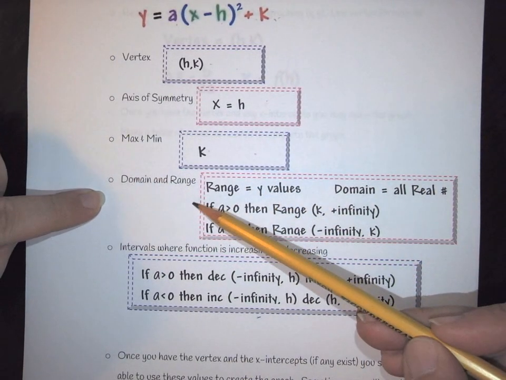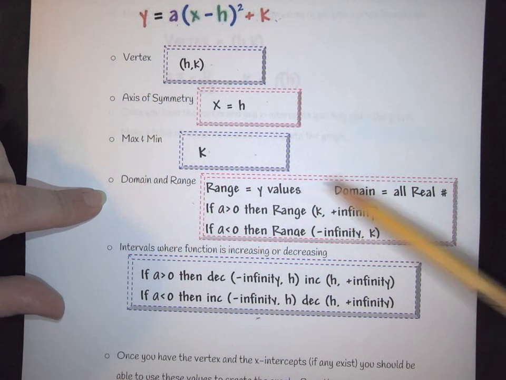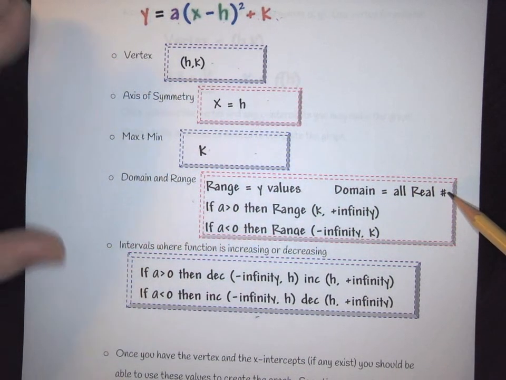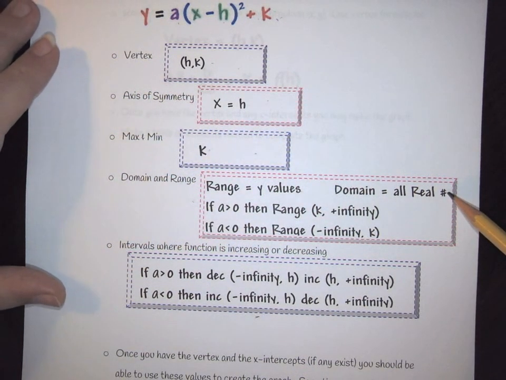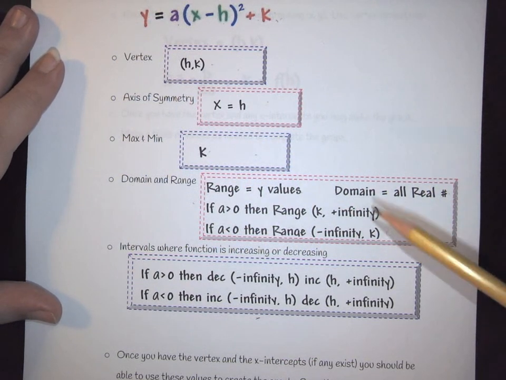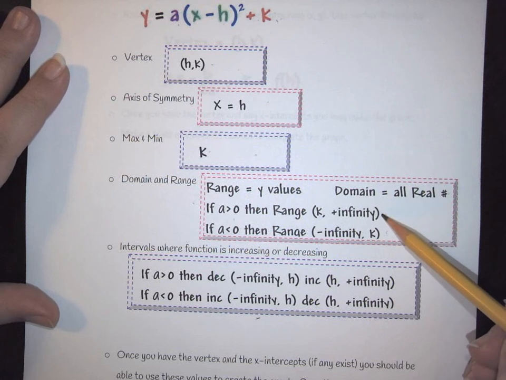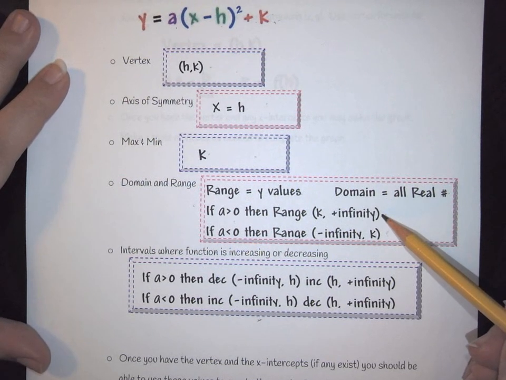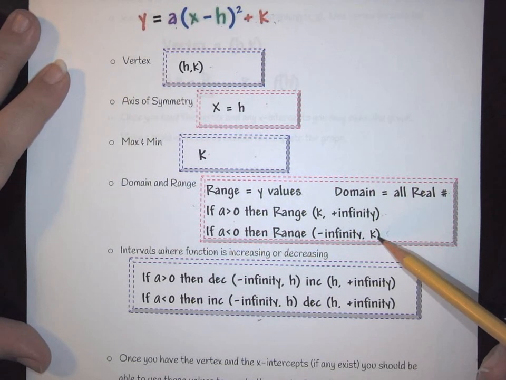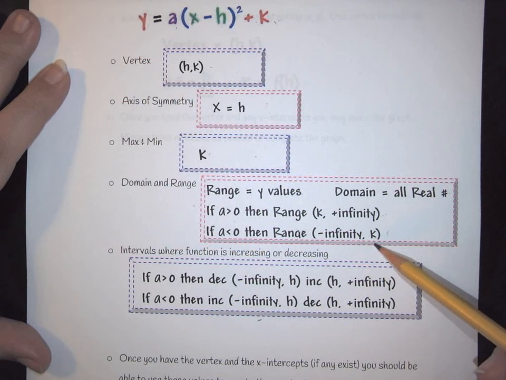We also get the domain and range. So the range are your y values. The domain is generally going to be all real numbers. And then we have two kind of rules. If your a value is positive, then your range is going to have the form k to positive infinity. If your a value is negative, then your range goes from negative infinity to k.